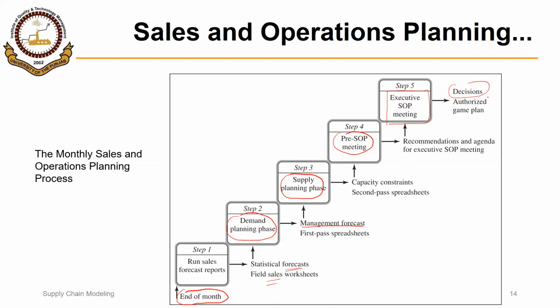And finally, there is the authorized game plan. I mean, what is going to be produced in the next month for the different product families is authorized here. It is also possible that in this meeting some restrictions are imposed on different departments, or some informal contract takes place between different departments, that they have to abide by these limits or targets. The overall performance of the business is also reviewed in this step five.